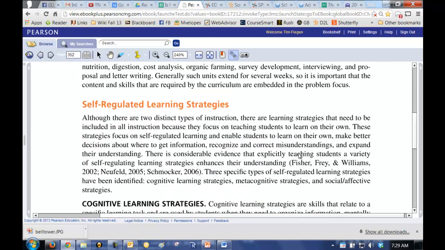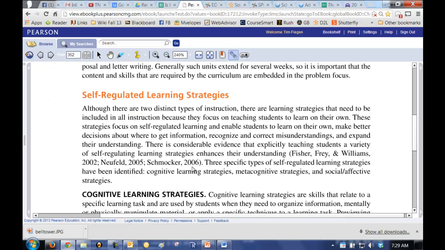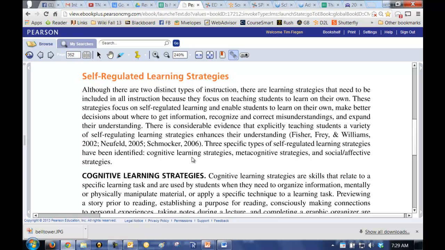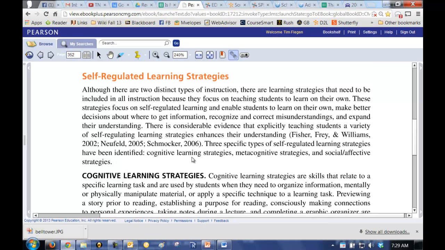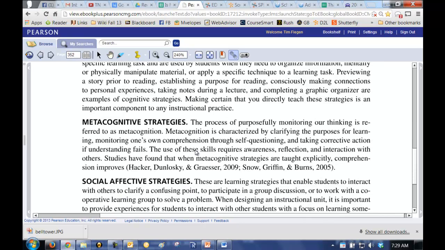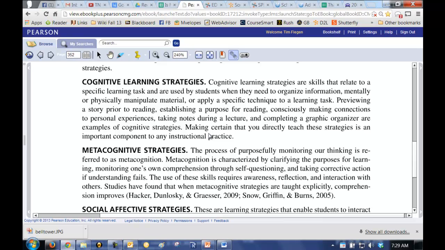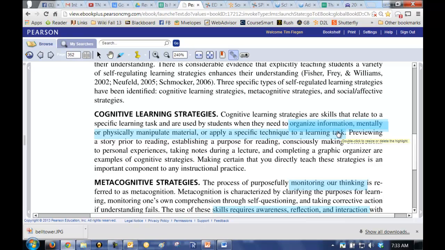And then we go to the self-regulating strategies, and it looks a little bit the same. What self-regulating strategies are for is to help train students how to regulate their own learning. So there's a cognitive learning strategy and a metacognitive and social effective strategies. The cognitive learning strategies help them organize information mentally or physically and manipulate material or apply specific techniques or learning tasks, what they can do as far as related to the task.